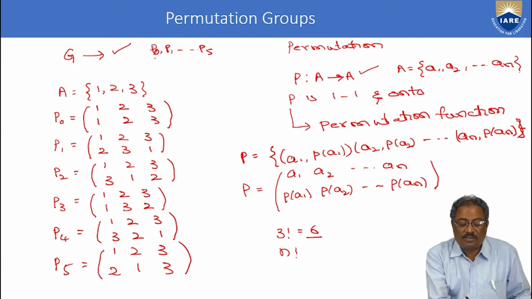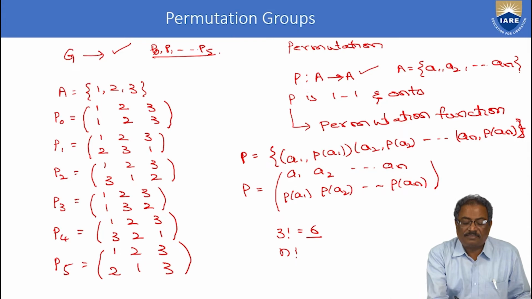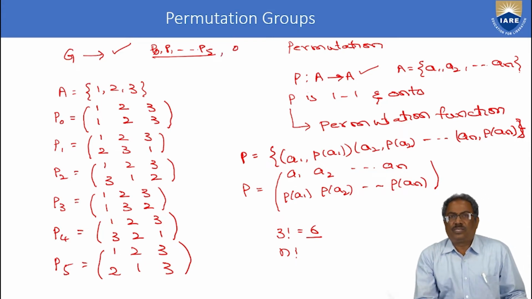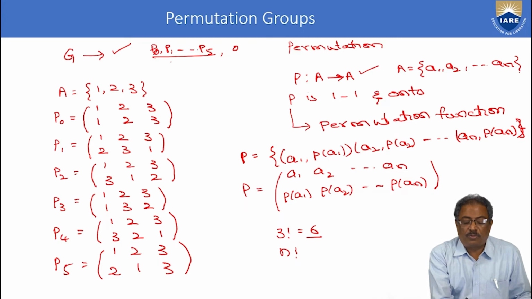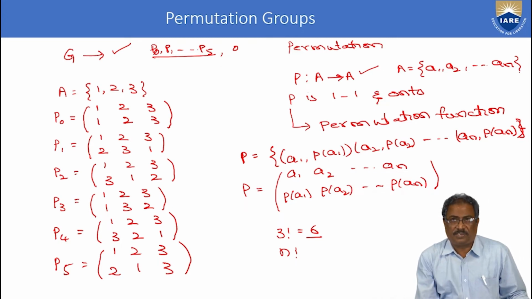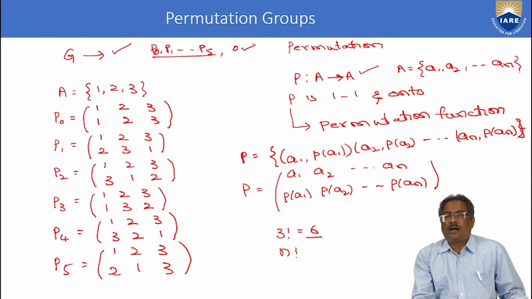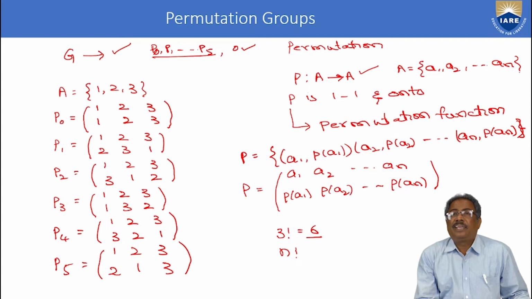Next, a binary operation. Let us consider the binary operation to be composition. If G is a non-empty set of permutation functions and the binary operation is composition, and G satisfies all the group properties, then that is known as a permutation group.